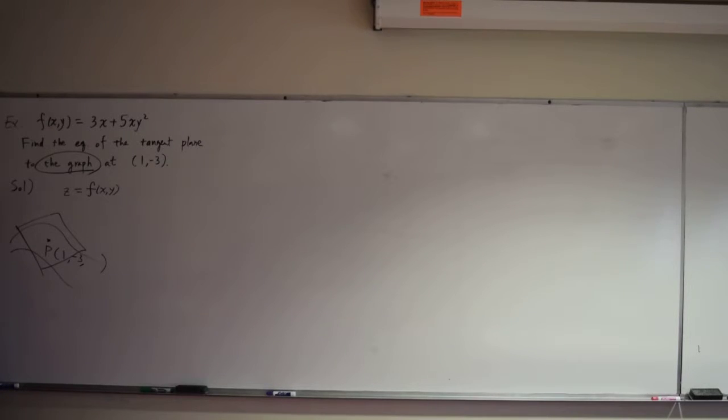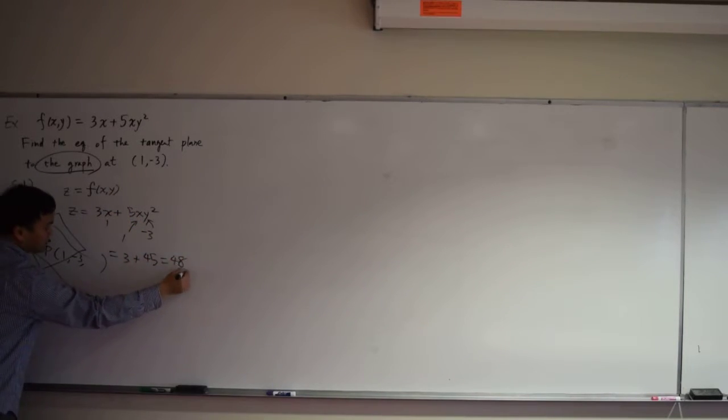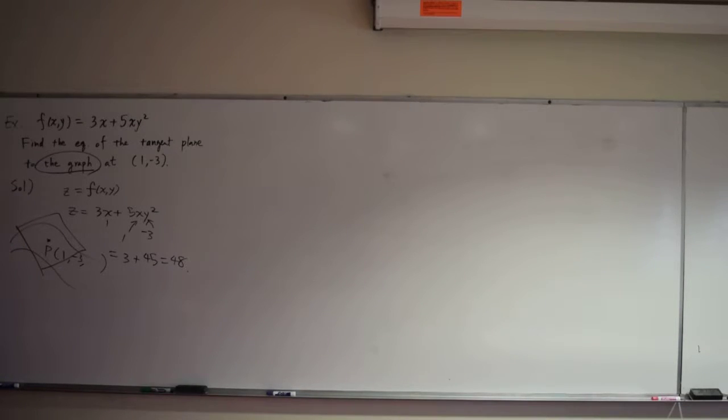Okay? So what do we do? We plug in. See, the graph we're speaking of is really z equals 3x plus 5xy squared. So we plug in 1 and -3, 1 into all the x's that you see, and -3 into all the y's that you see. So you get 3 plus -3 squared is 9, 9 times 5 is 45. So I get 48. So that's the z coordinate. So the point P is really 1, -3, 48.